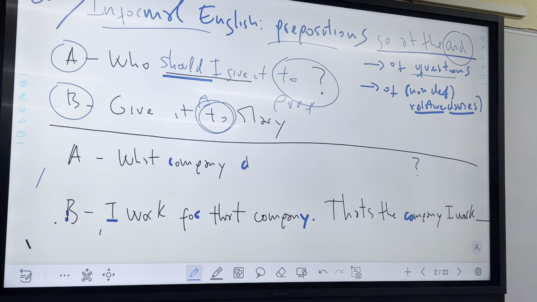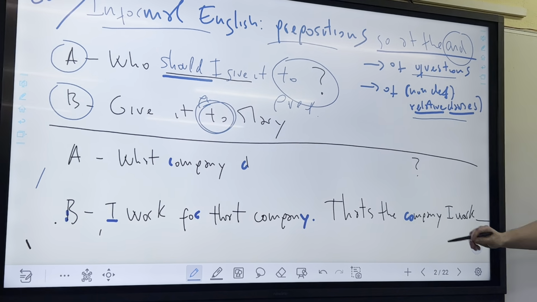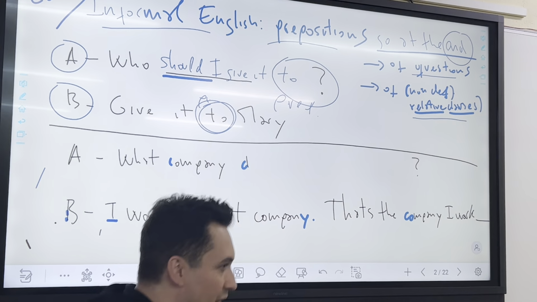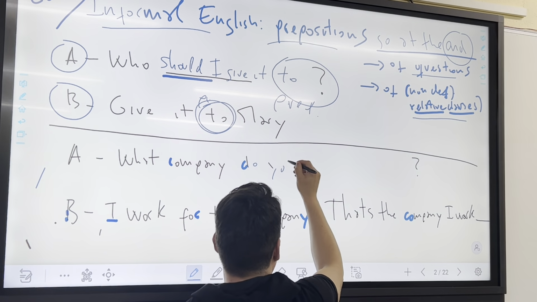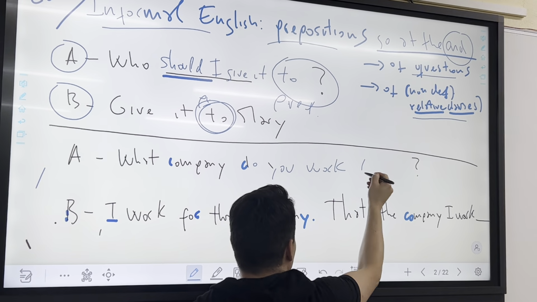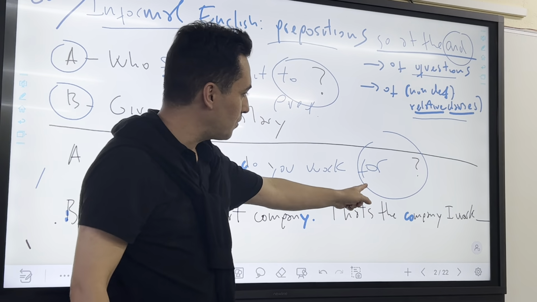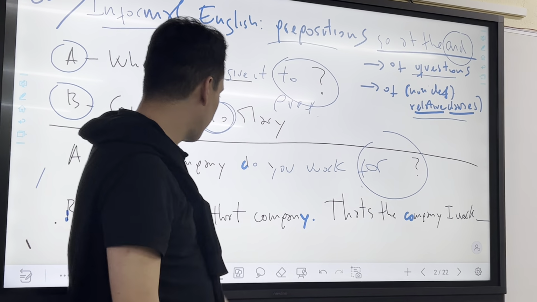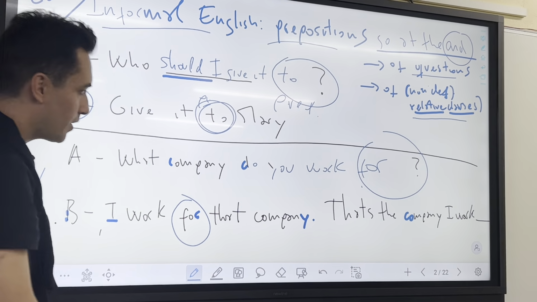Or relative clauses. Have a look at this. What company, how would you say that in English? Oye, ¿para qué empresa trabajas? What company do you work for? So again, for, the preposition goes at the end of the question. What company do you work for? I work for that company.